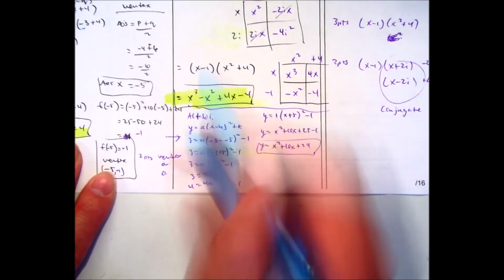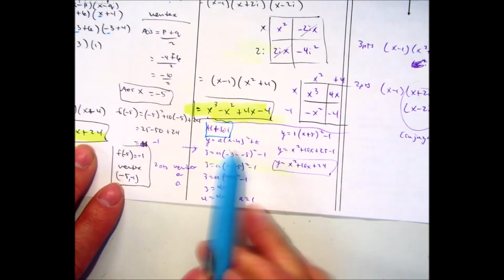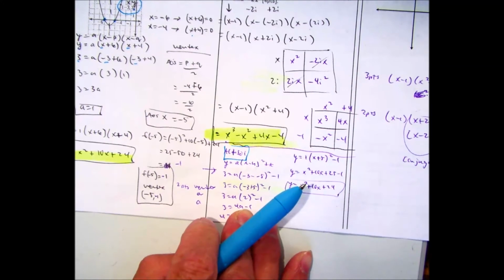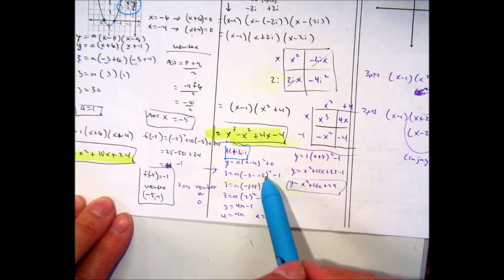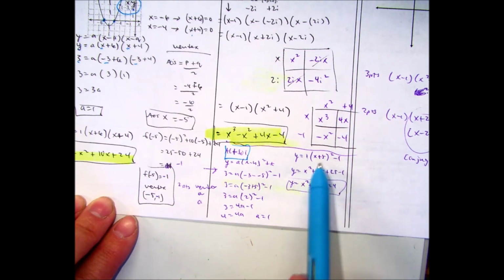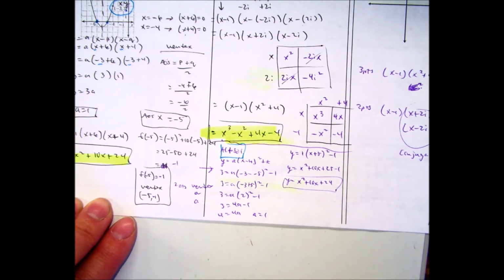An alternative solution is that you can use vertex form. Assume that the vertex is -5, -1, and with the same ordered pairs, when you put it in, you'll still get a equals 1. Then you can just FOIL and subtract 1, and you would have gotten x squared plus 10x plus 24.